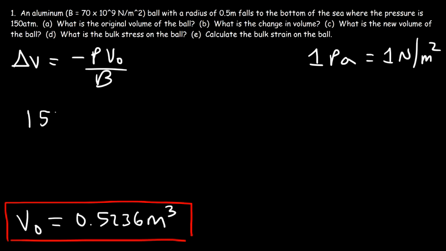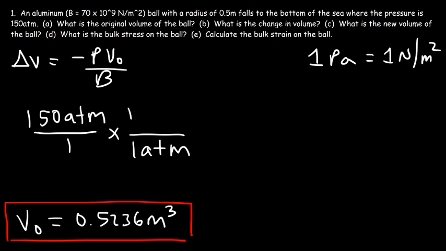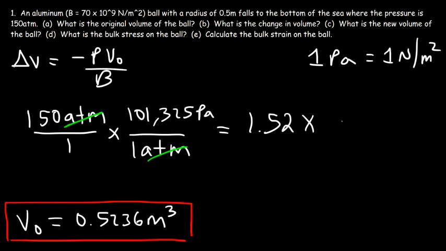So let's convert it. Let's start with 150 ATM. And you need to know that 1 atmospheric pressure is about 101,325 pascals. So it's 150 times 101,325. And so we can round it and say it's about 1.52 times 10 to the 7 pascals, or newtons per square meter. So that's the pressure, which I'm just going to rewrite down here.